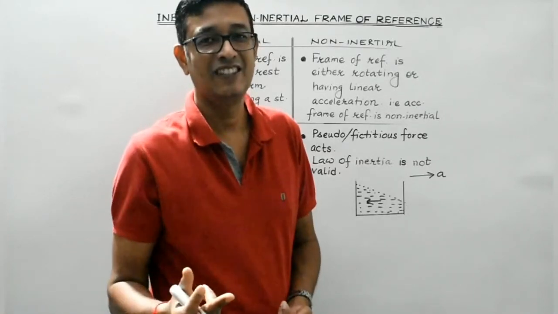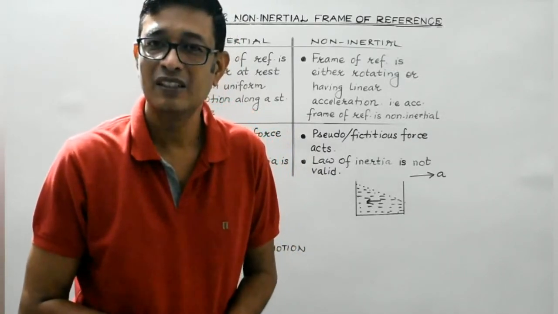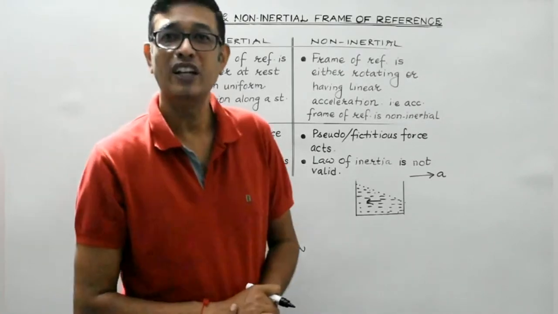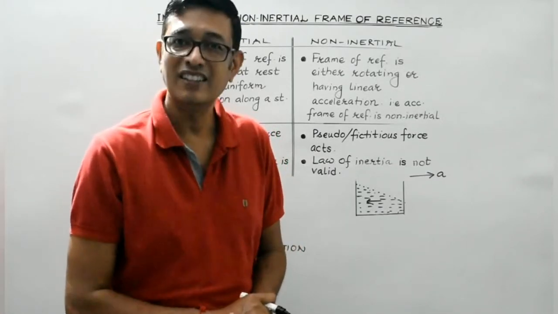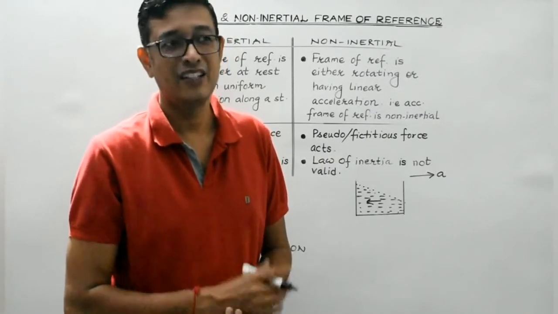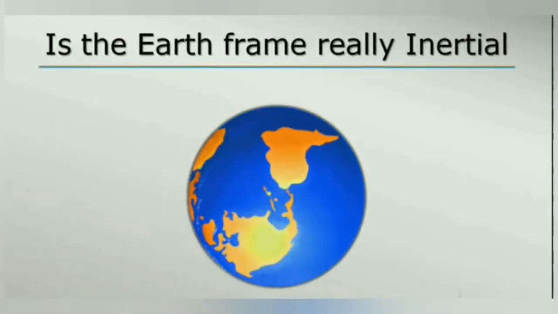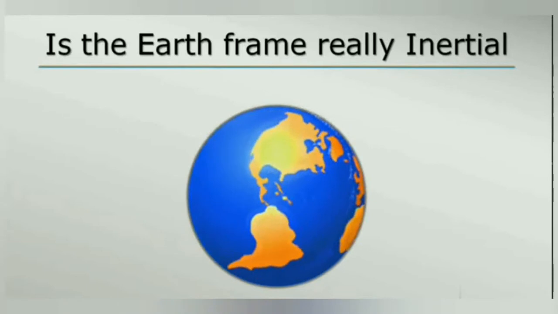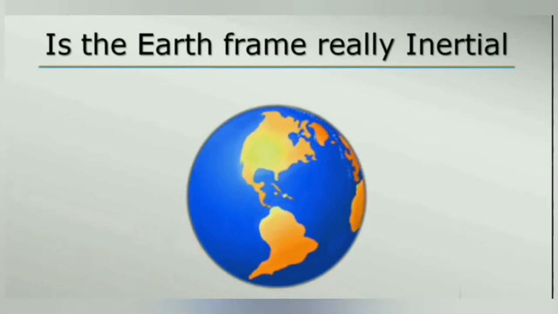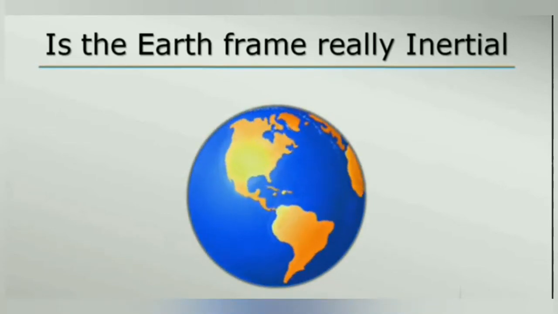But still, for all practical purposes, Earth is considered to be inertial frame of reference. So in order to explain why Earth is considered to be an inertial frame of reference, again, let's watch this short video. We know that an inertial frame of reference is that frame of reference which is either at rest or in uniform motion. Now, is the Earth frame really inertial? Let's try to answer it.